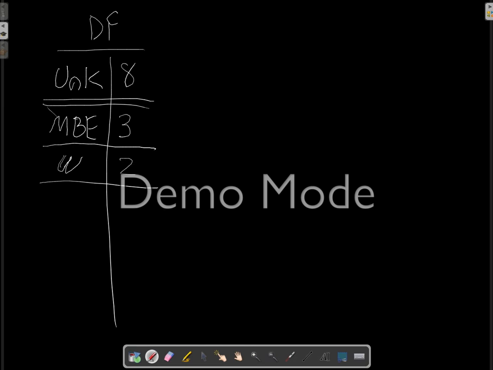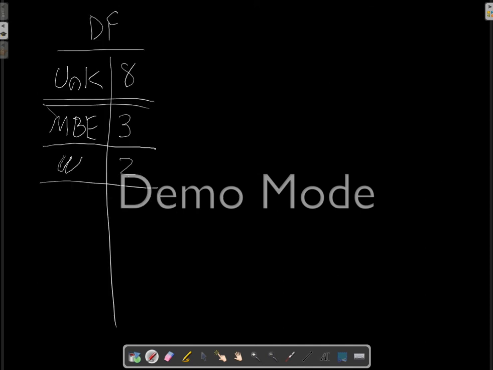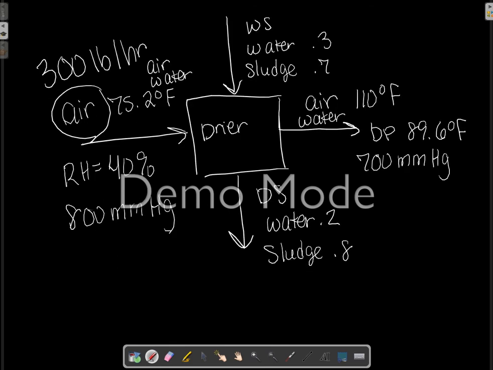Now on top of our mass fractions, we have to look at our flow rates. So what flow rates were given? 300 pounds per hour of sludge. So we have flow rates, we have one of those. At the same time, we have our relative humidity, and we have a dew point here. Now for each of these, our relative humidity and our dew point, we are given the pressure at that point.